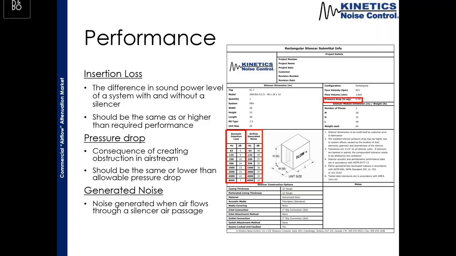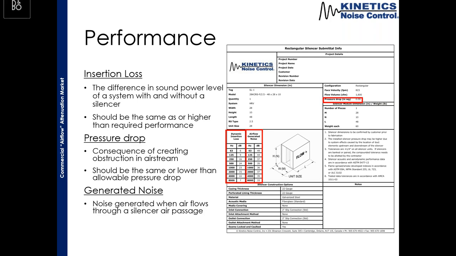Next, we have the pressure drop. Now, this is the consequence of adding a silencer to the system. You don't get something for nothing. We're creating an obstruction in the airstream by adding the silencer. That obstruction is going to cause a pressure drop. We list this on our submittals as well.